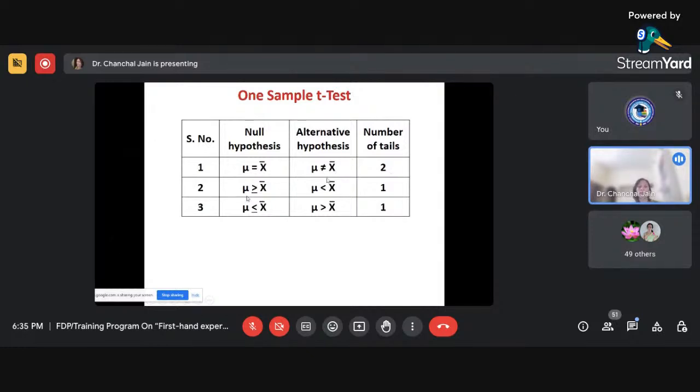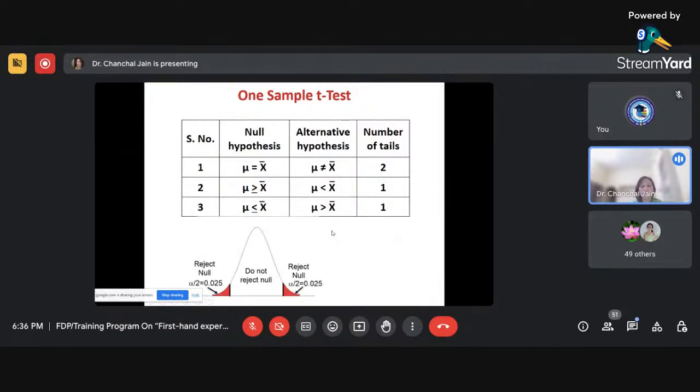But if I make my null hypothesis mu is greater than or equal to x bar, meaning the population mean is greater than or equal to the sample mean, and alternatively I write mu is less than x bar, then this is a one-tailed test, right? When I'm saying the population mean is less than, this is the left-tailed test. Then if I write mu is less than or equal to x bar, and alternatively mu is greater than x bar, this is again a one-tailed test, because I'm clearly saying mu is greater than x bar, and this is the right-tailed test.